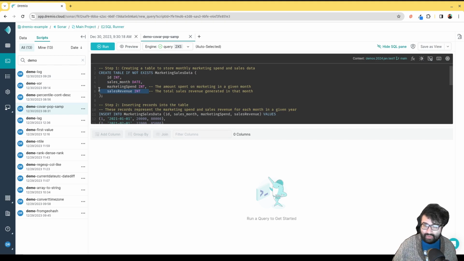These functions are going to be able to capture the directional relationship between two numbers. Not quite a correlation, but more like capturing the trend. So basically, do the numbers move together?